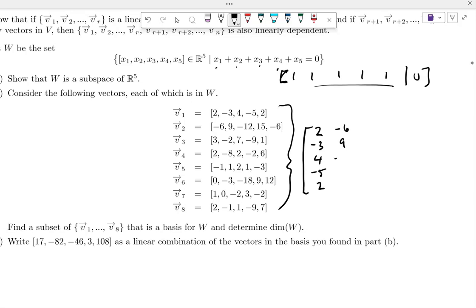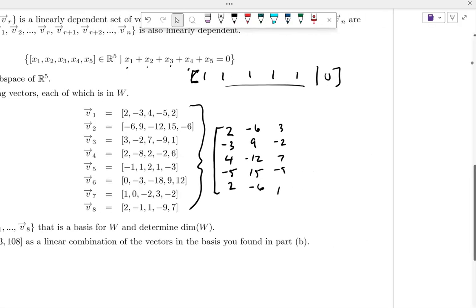I've got a second column. I've got a third column. Lots of columns here. By the way, I would not make you type this in on the exam. This is going to end up being a 5 by 8 matrix. That's a lot of things to type in without making any mistakes.